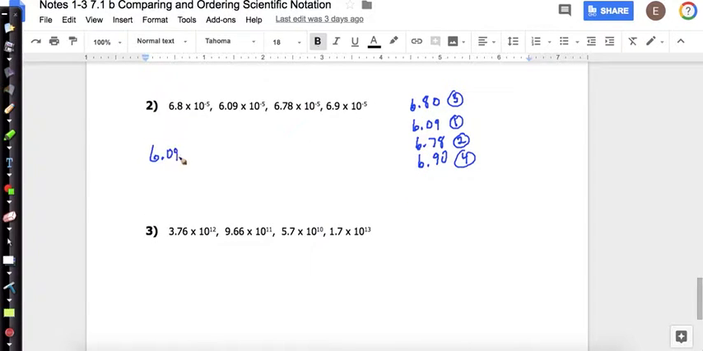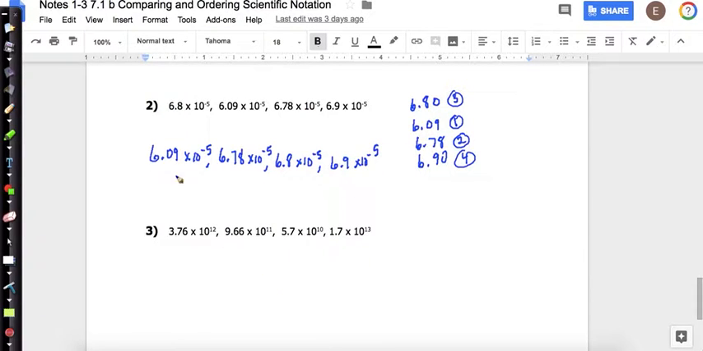6 and 900ths times 10 to the negative 5th. 6 and 7800ths times 10 to the negative 5th. 6 and 8/10 times 10 to the negative 5th. And last, 6 and 9/10 times 10 to the negative 5th.